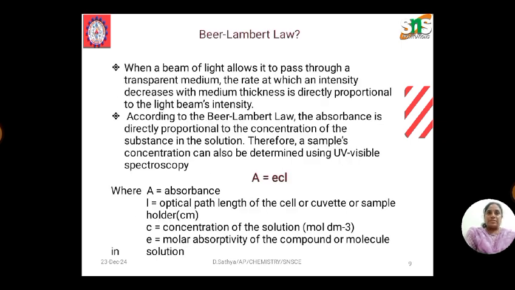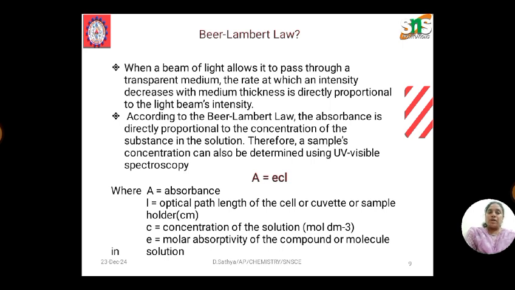Now the Beer-Lambert's law. When a beam of light is allowed to pass through a transparent medium, the rate at which the intensity decreases with the medium thickness is directly proportional to the light beam. Beer-Lambert's law is especially useful for obtaining the concentration of a substance if a linear relationship exists, using a measured set of standard solutions containing the same substance. According to Beer-Lambert's law, absorbance is directly proportional to concentration. So here, absorbance A is equal to ε c l.